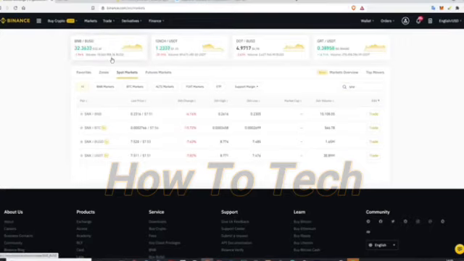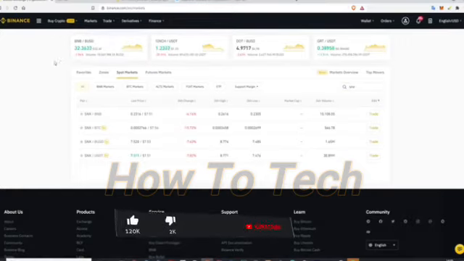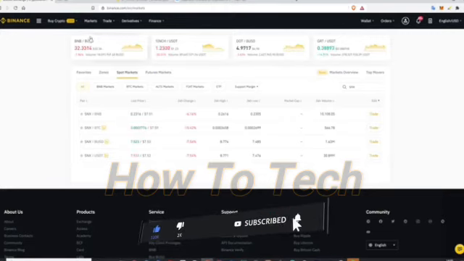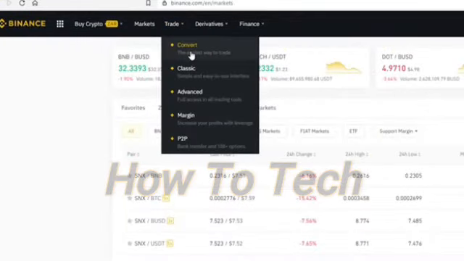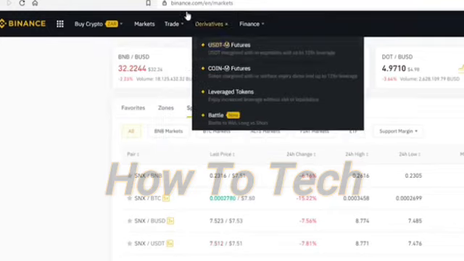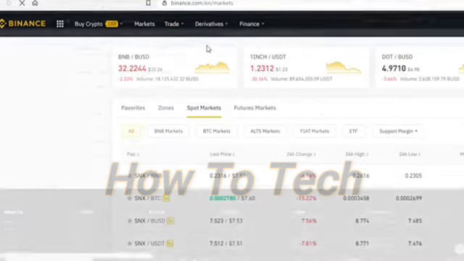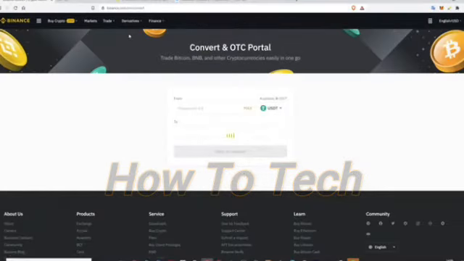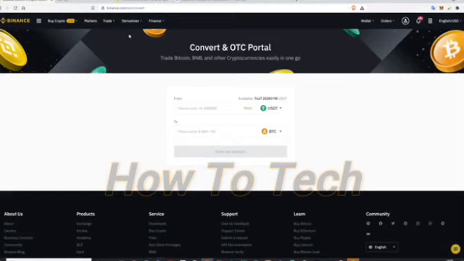So let's now go to the main deal, right? The trading desk, because I know a lot of people are waiting for that, a lot of you guys. So you click on here, trade. You see it has convert, classic, advanced, margin, and P2P. Okay, so first I'm gonna go to the convert. The convert function is what you use to convert a certain cryptocurrency to another, to swap, right?